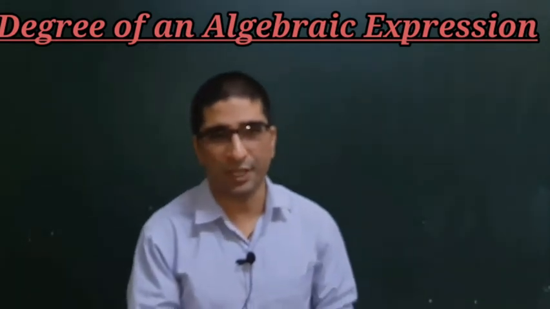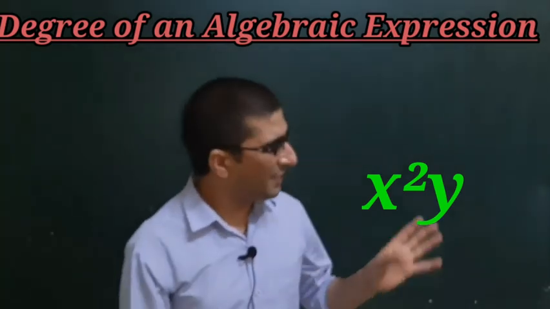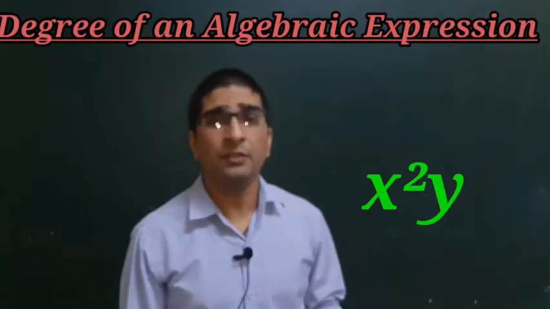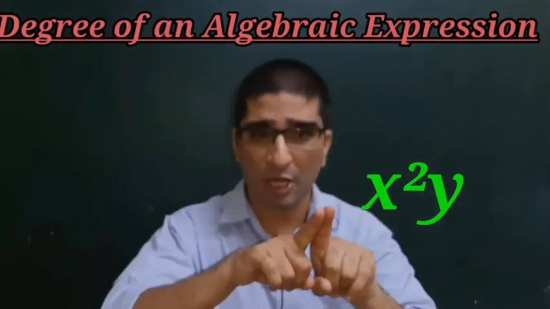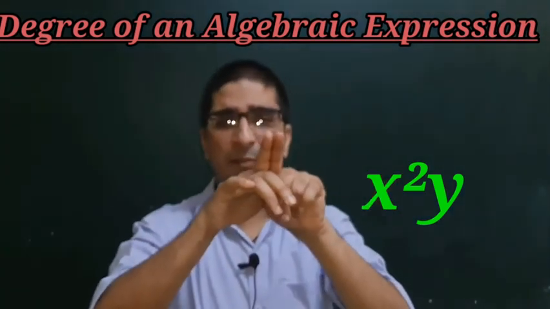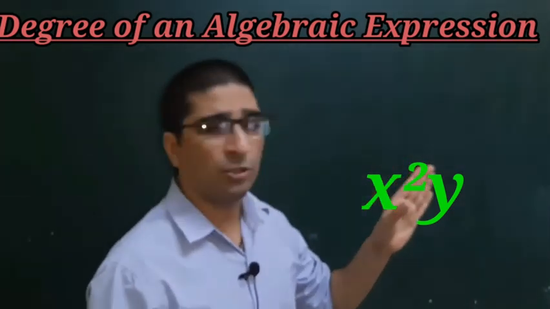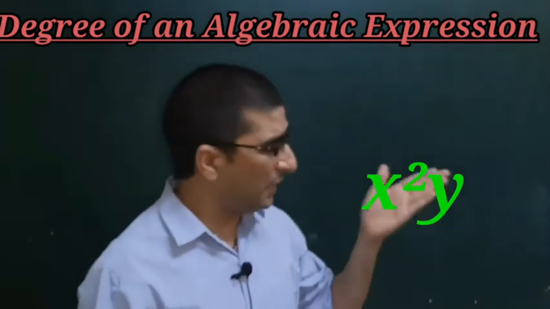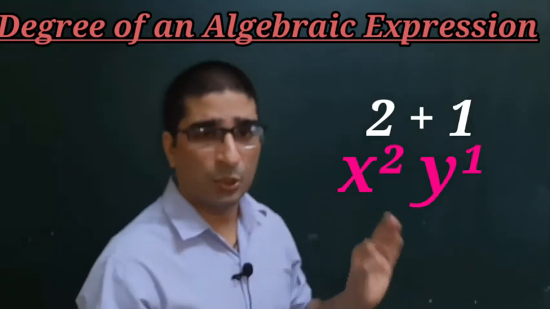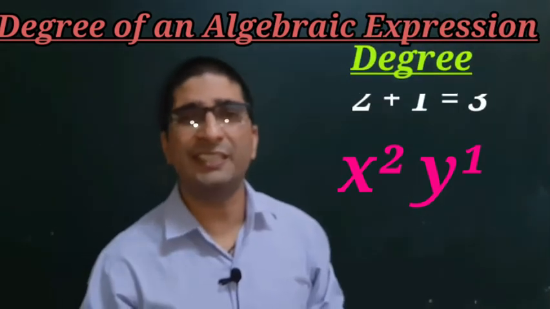Now, another condition you check. Suppose I have a monomial x square y. Now, what is the degree of this? X square y. Here, when two variables are in product in the form of a single term, connected by multiplication, then the powers of the variables have to be added to find its degree. In this example, its degree is the power of x, that is 2, plus the power of y, that is 1. 2 plus 1 is equal to 3.